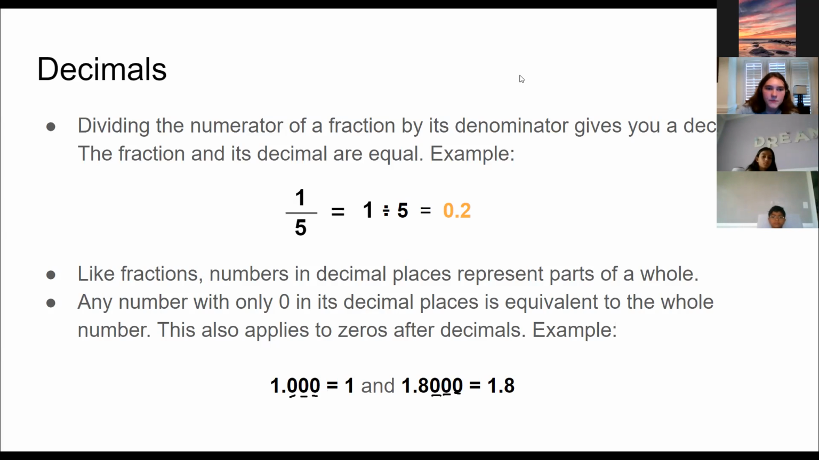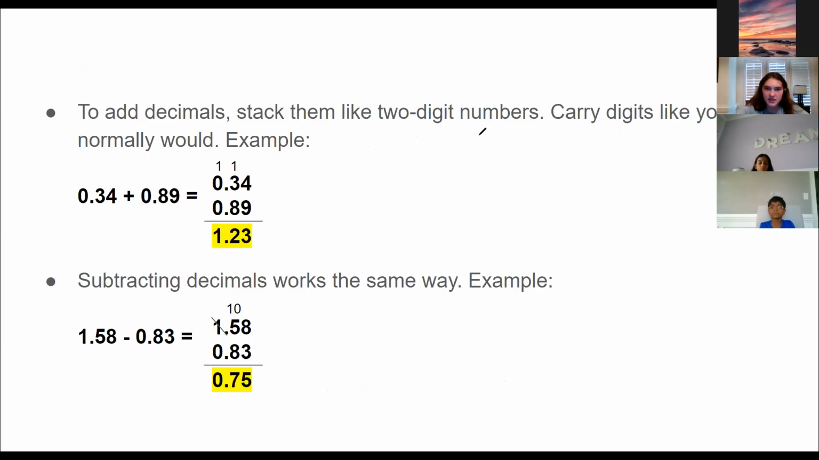Okay. To add decimals, stack them like 2-digit numbers. Carry digits like you normally would. Here's an example. Normally, if you're adding something, you would do this, and it's the same format, it's just there's a decimal point.